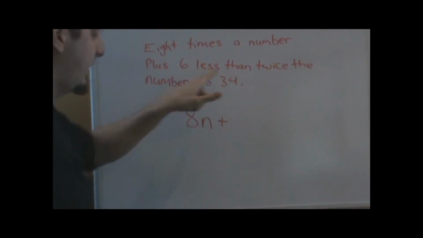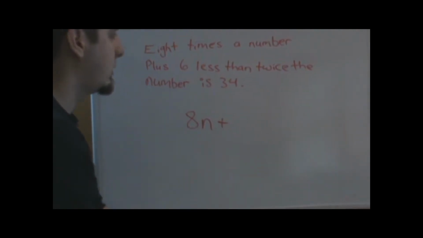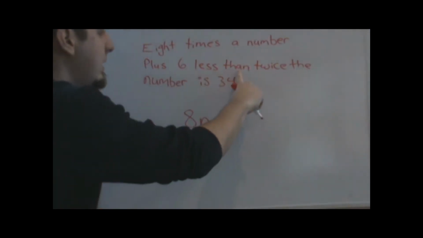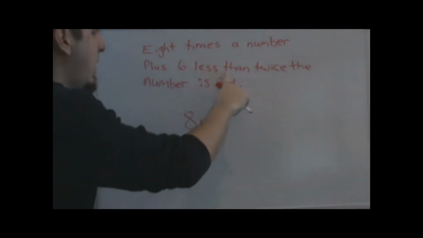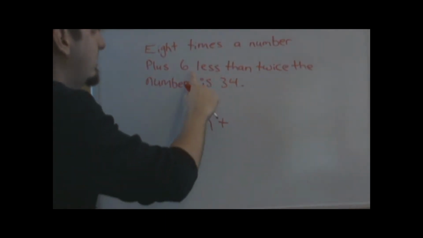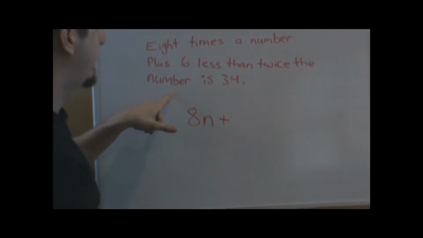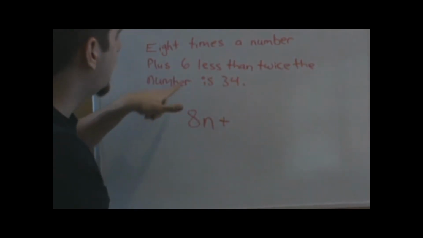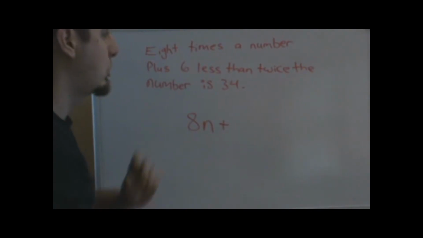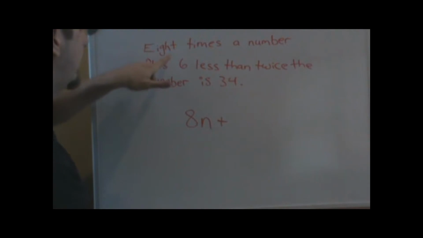6 less than. The second I see less than, my brain's telling me, okay, let's pause. We need to read a little further, because with less than I have to flip the order of the numbers. So I know I'm going to be subtracting 6 from something. So I have plus 6 less than twice the number. Since it says the number, it's implying the same number that 8 was multiplied by in the beginning. So let's go back and read that one more time, now that we have that understanding, hopefully it makes a little more sense.